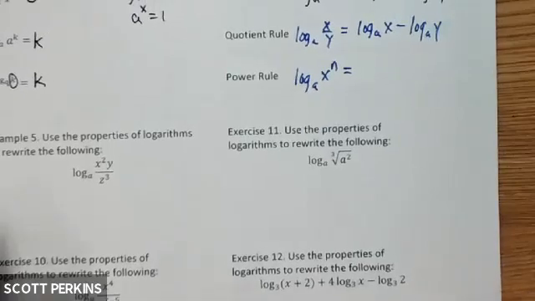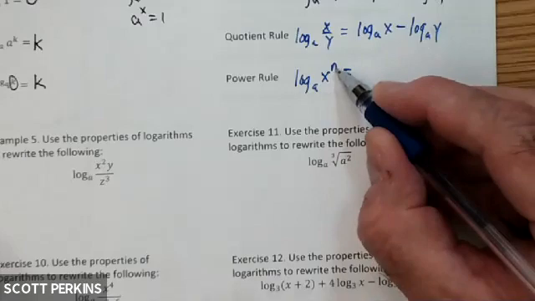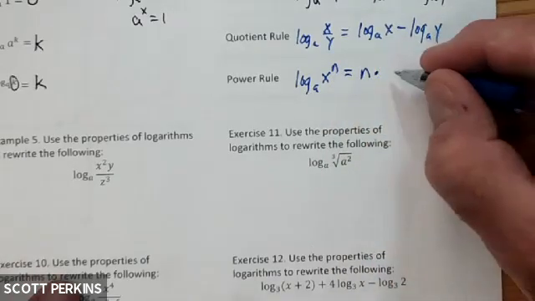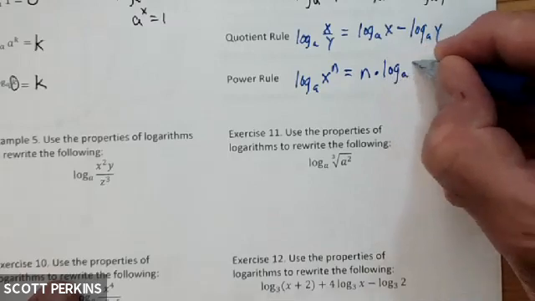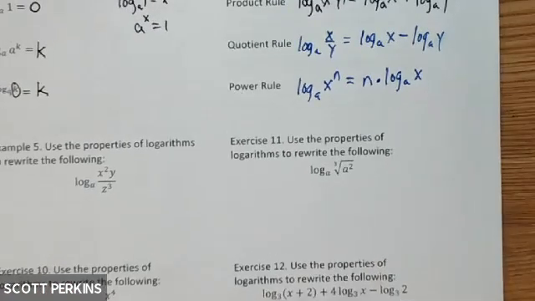And this is a nice power. This helps us simplify things. What that means is I'm going to take this power, the n, and put it out front. I'm going to multiply the power times the logarithm, which is another power. And there we go. I get n times the log base A of x. So you can use those properties in both directions.